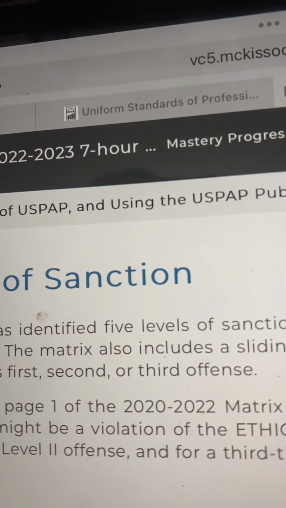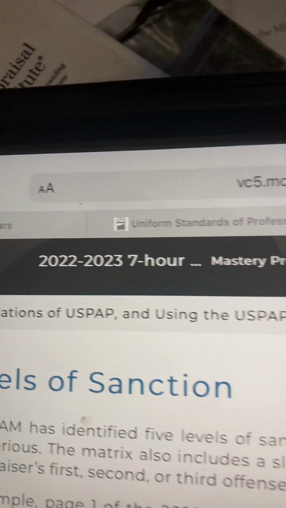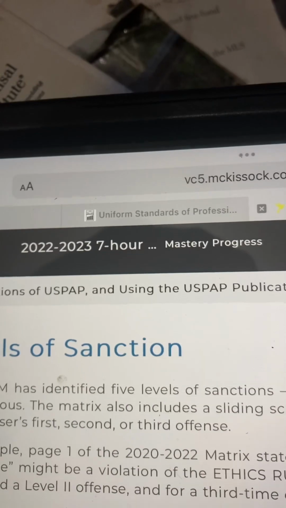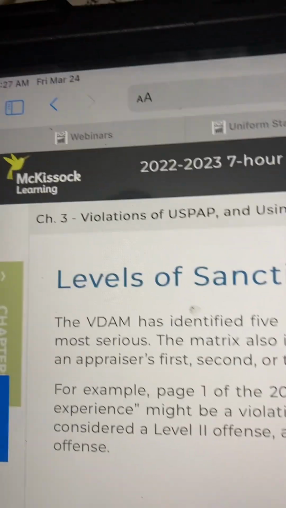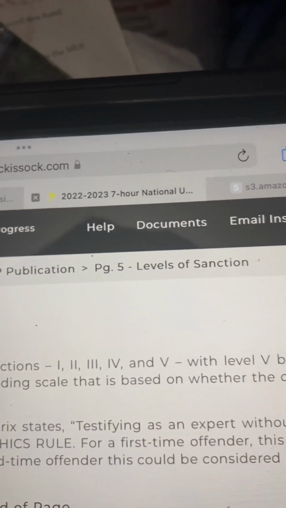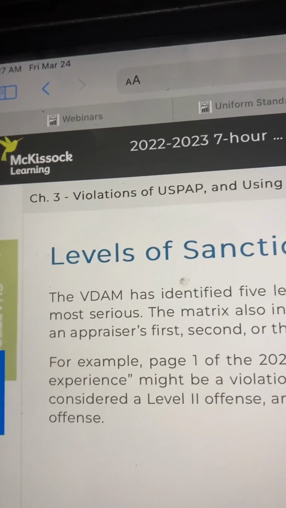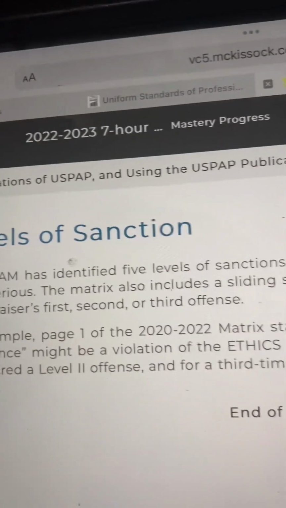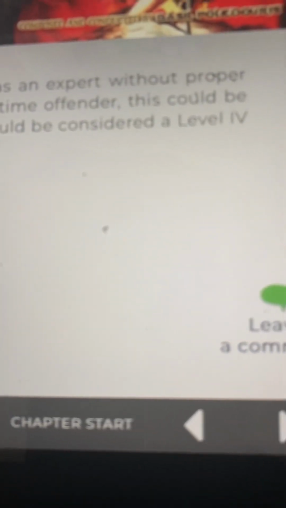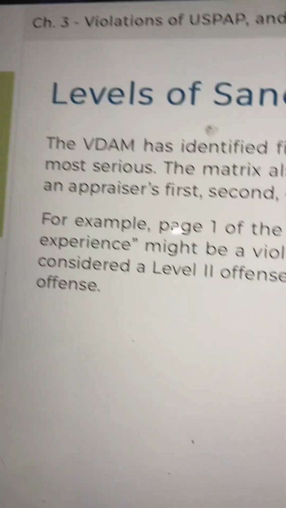The matrix also includes a sliding scale that is based on whether the offense is an appraiser's first, second, or third offense. For example, page 1 of the 2020 through 2022 matrix states, testifying as an expert without proper experience might be a violation of the ethics rule for a first-time offender. This could be considered a level 2 offense. And for a third-time offender, this could be considered a level 4 offense. End of page.